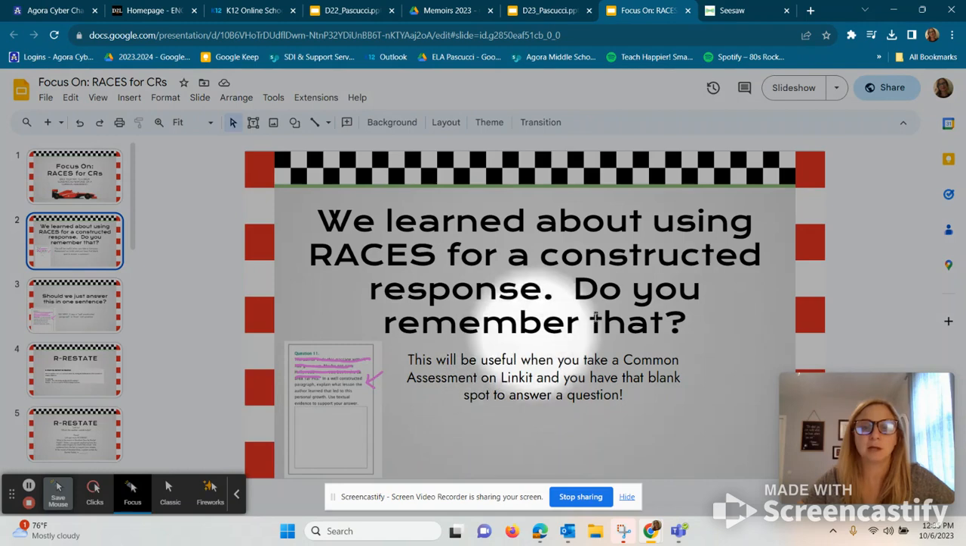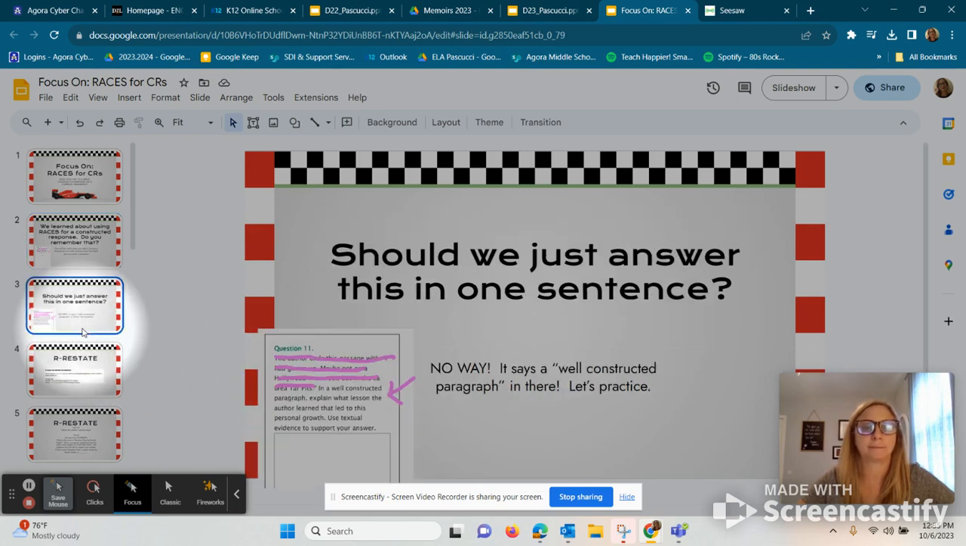All right, so we learned a lot about RACES for a constructed response. Do you guys kind of remember that? RACES: restate, answer, cite evidence, explain the evidence, and sum up. This is going to be really useful when you get into those common assessments and Linkit, and you see that there's a blank spot for you to write. Should we just answer this in one sentence? That's an overwhelming no way. It says a well-constructed paragraph right here.